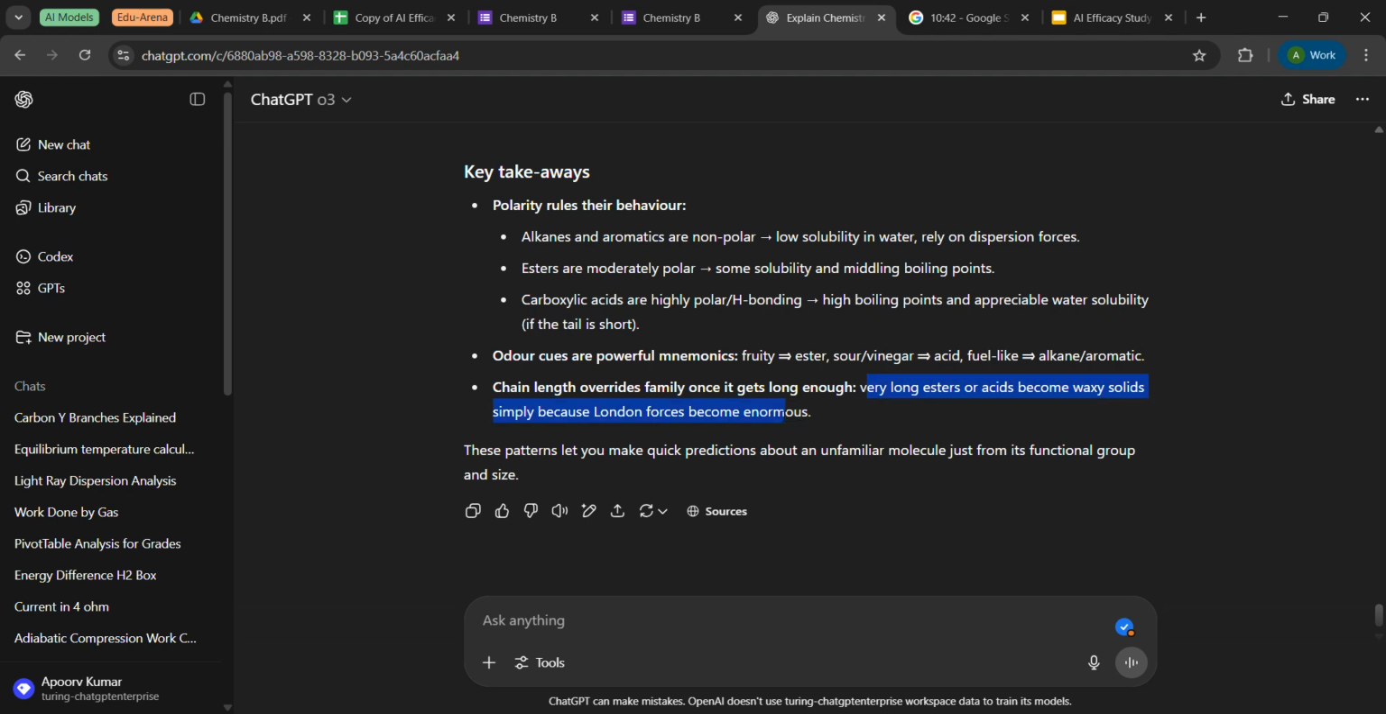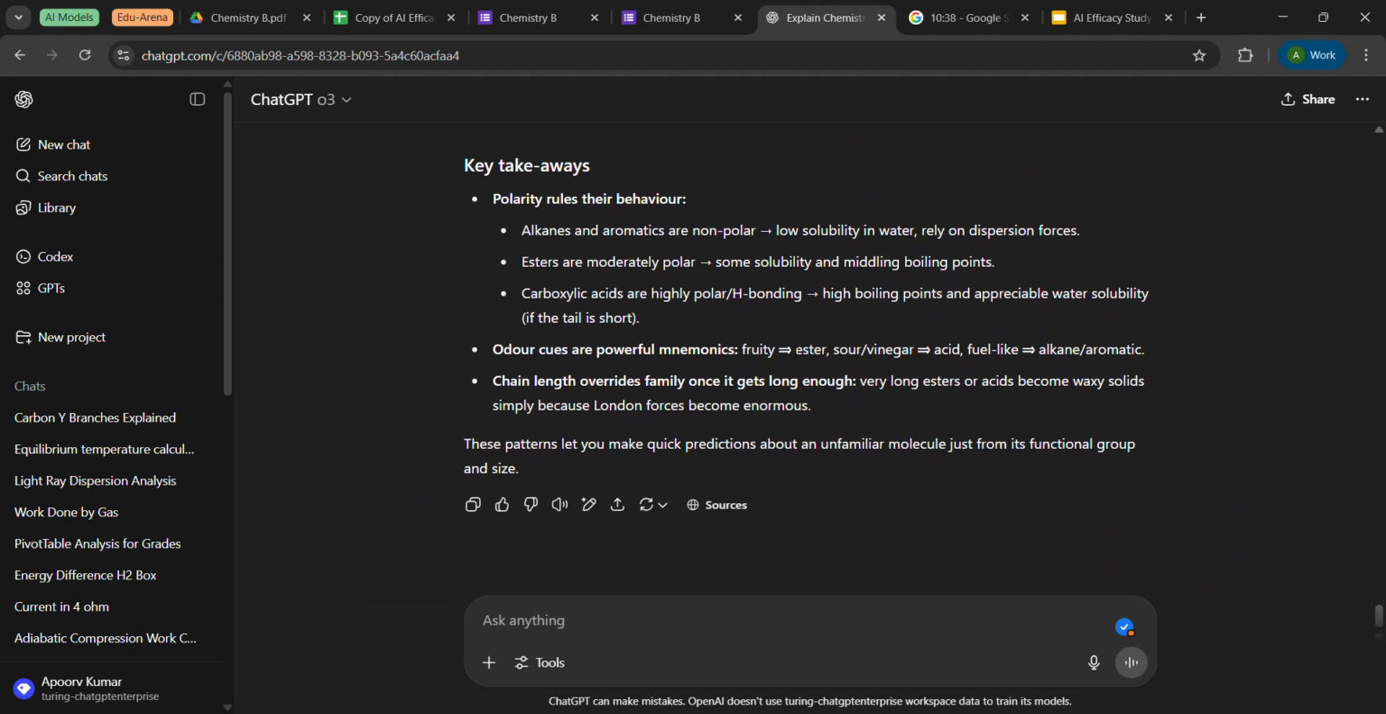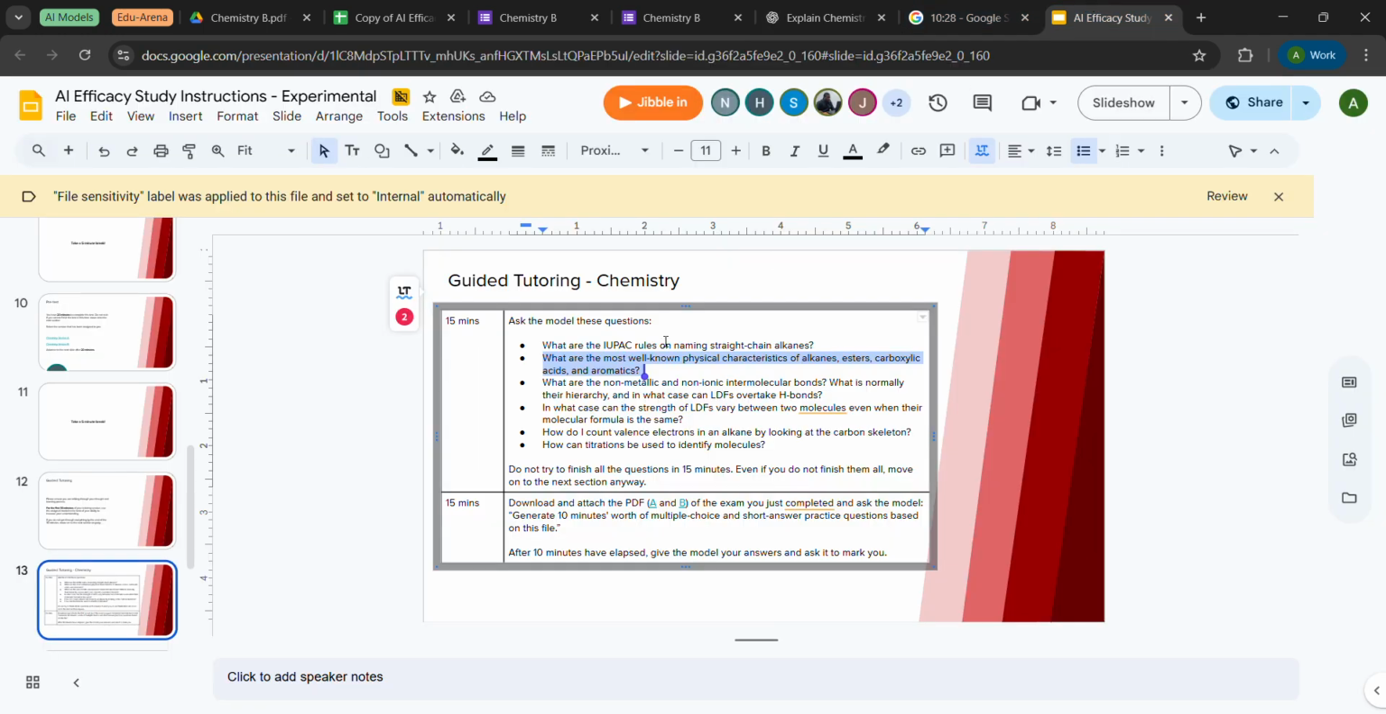Okay, this was just the case where it said regarding oil and butter. So these parent patterns let you make a quick prediction about unfamiliar behavior. Okay, cool. Let us ask another question.